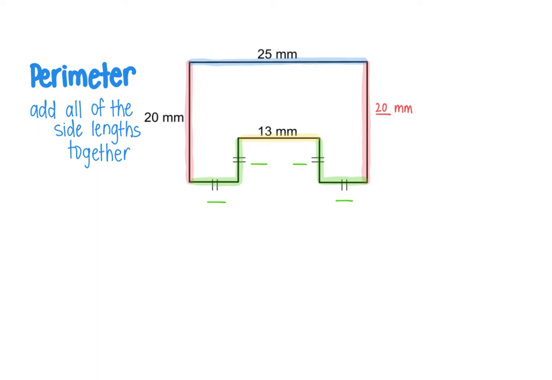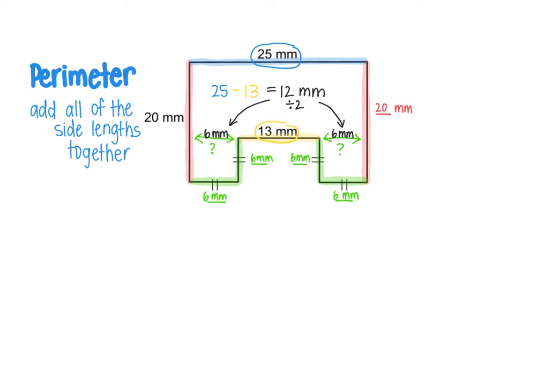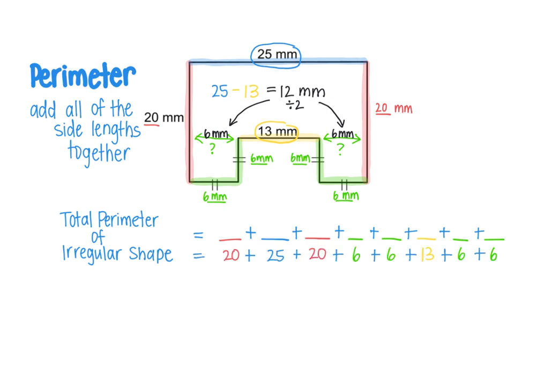Let's recall what we did when we were finding the area of this shape in order to find the missing measurements. We looked at the 25 at the top of the rectangle and subtracted the 13 from it so that we could find what was left over on these remaining locations. In total, those two remaining locations are going to equal 12 because 25 take away 13 is 12. We can divide that 12 up evenly into two components to find that 6 millimeters is going to be the measurement of each of the tick marks that are given. Our final step is going to be to add all of those side lengths together in order to find the total perimeter of this irregular shape.